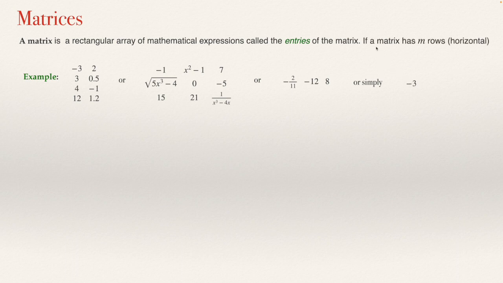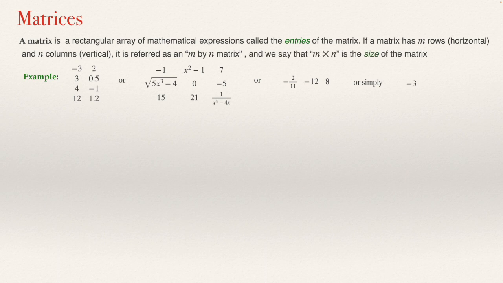So, if a matrix has m rows, horizontal, so the rows will be the horizontal arrangement, and n columns, vertical, so the vertical arrangement will be the columns. If the matrix has m rows and n columns, we say that this is an m by n matrix. And we say that this m by n is the size of the matrix.